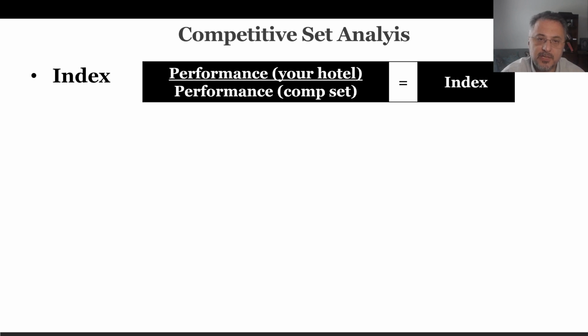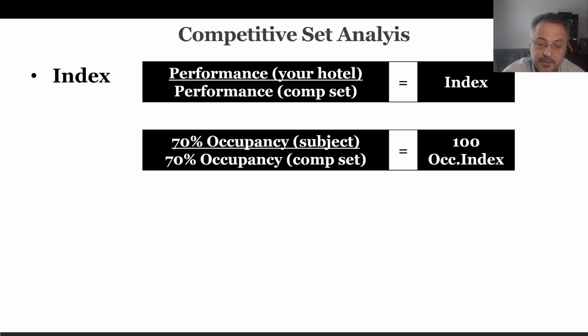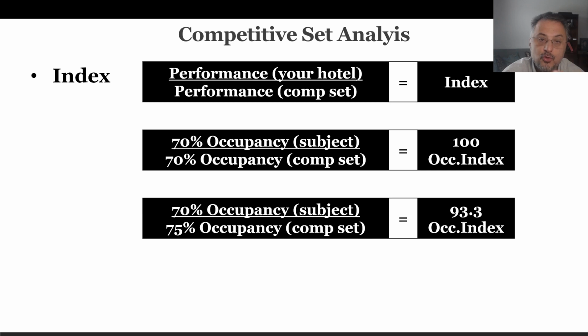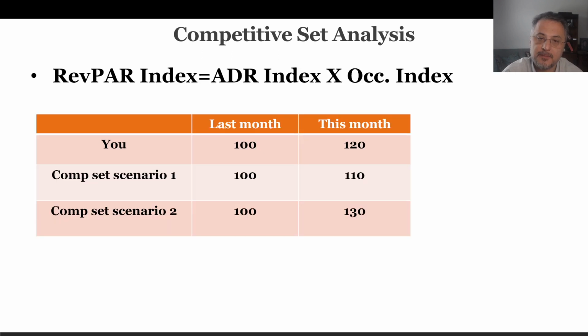Now, let's give an example here. If your hotel has a 70% occupancy and your comp set also has 70% occupancy, your occupancy index is going to be 100. Okay, so basically you are at the same level as your competitive set. But if your occupancy is 70%, and your comp set's occupancy increases to 75%, your occupancy index drops to 93.3, which means your occupancy index is less than 100. From an occupancy perspective, you are doing worse than your comp set.